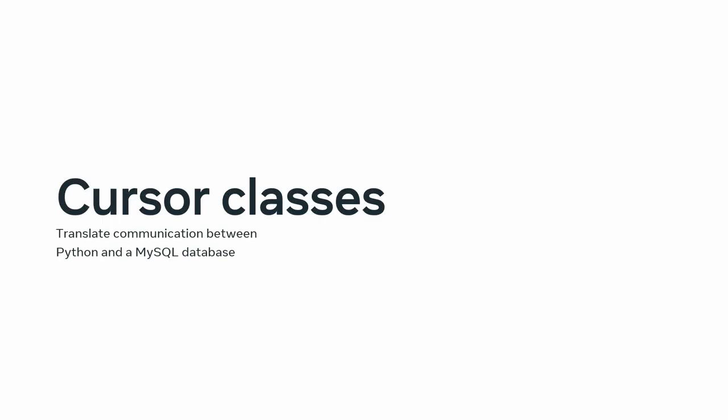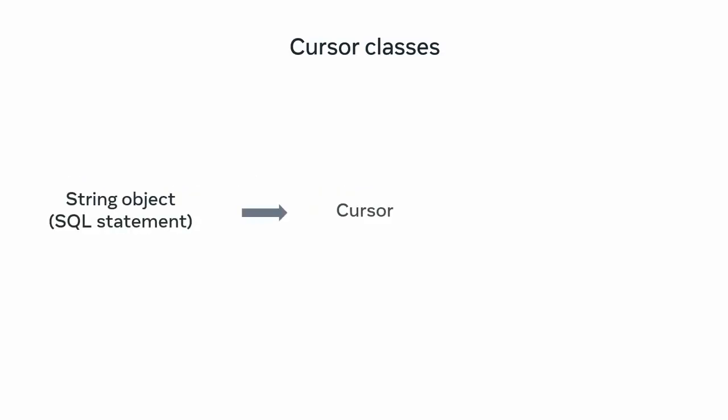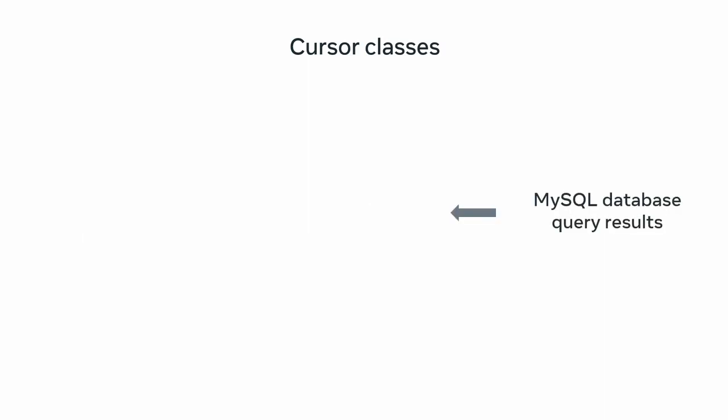Cursor classes are a method of translating communications between Python and a back-end MySQL database. Python sends SQL statements to a MySQL database in the form of string objects. Cursor classes take these Python string objects and parse them into MySQL-friendly commands and data types that can be understood by the database. Python then uses the cursor class when retrieving these results to parse them into Python-friendly code. The cursor class contains several subclasses which can be used to parse string objects in different ways depending on your needs.